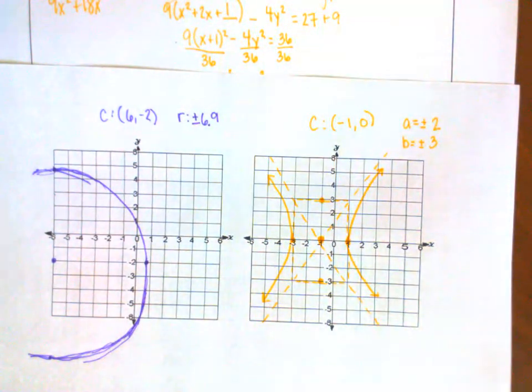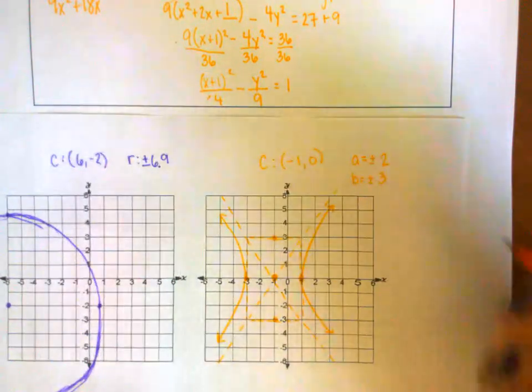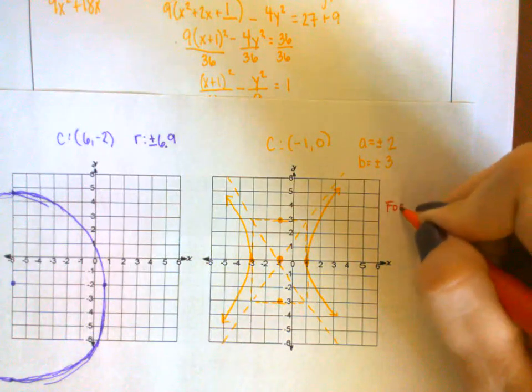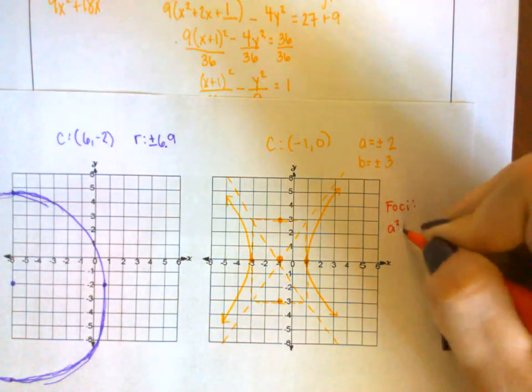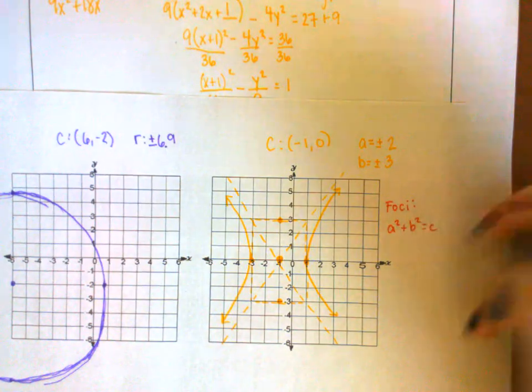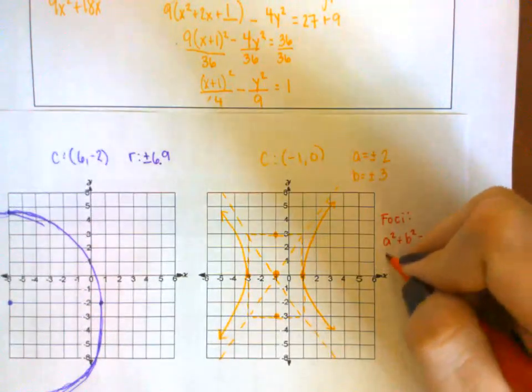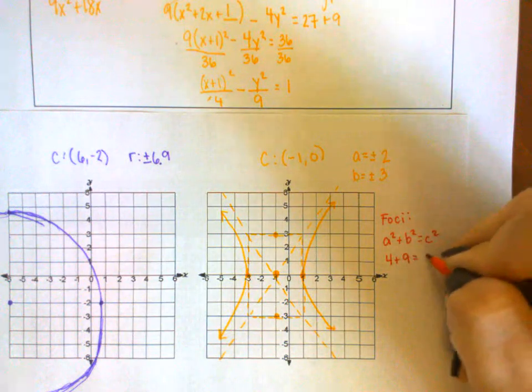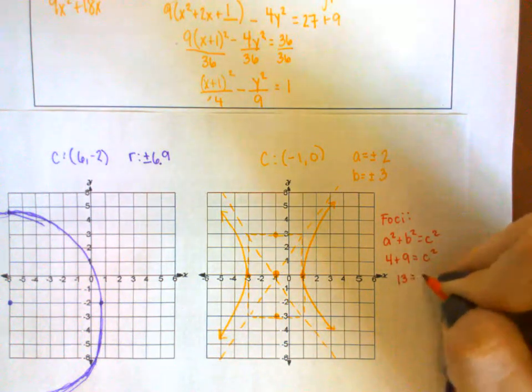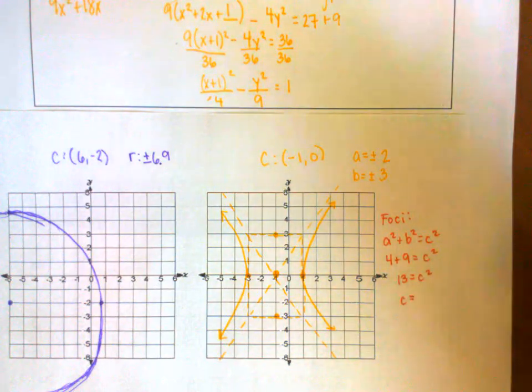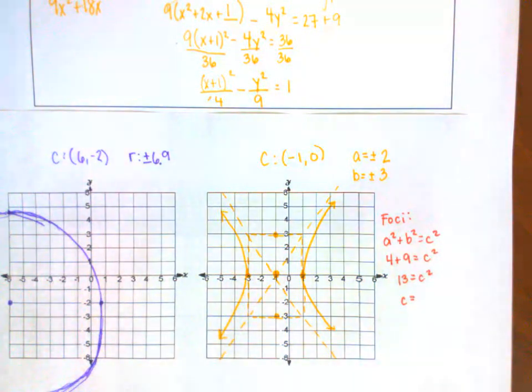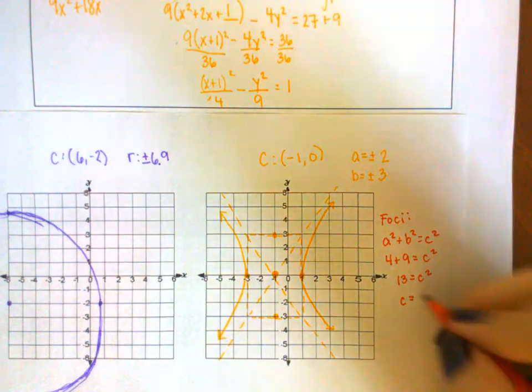Right. Now, even though it didn't say to identify the foci, I still want to work through this because this is going to look a little different than previous times. The formula is still the same. We know that to find the foci, we do a squared plus b squared equals c squared. So I'm going to get 4 plus 9 equals c squared. 13 equals c squared. So c is going to equal the square root of 13, I'm typing that in a calculator. There we go. 3.6.